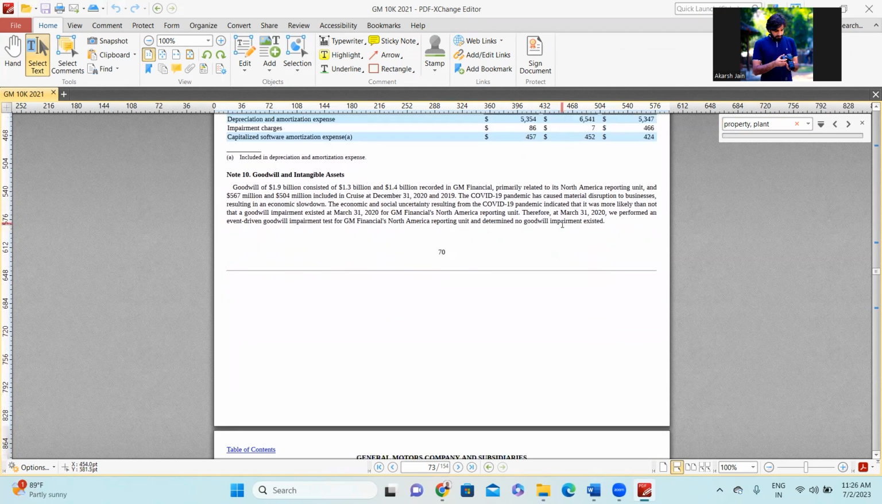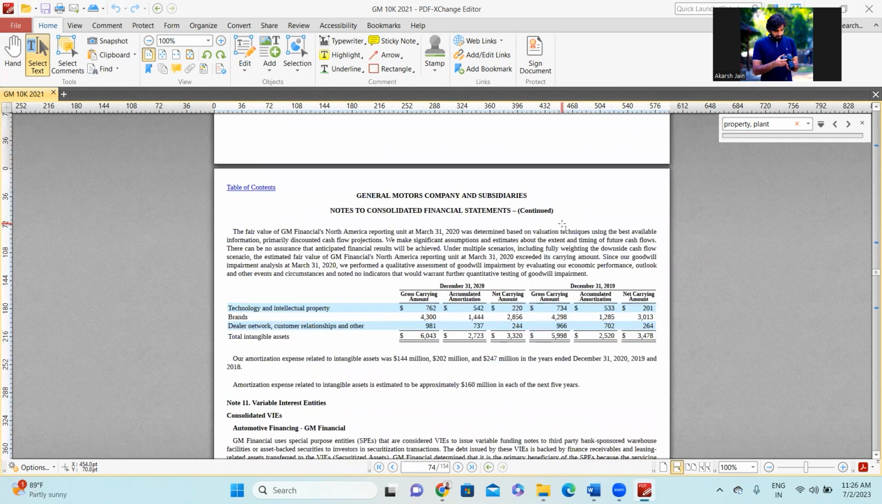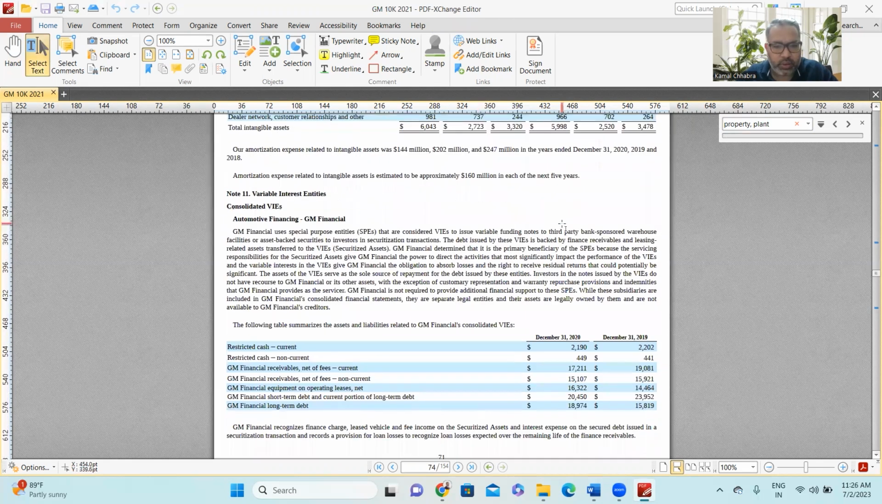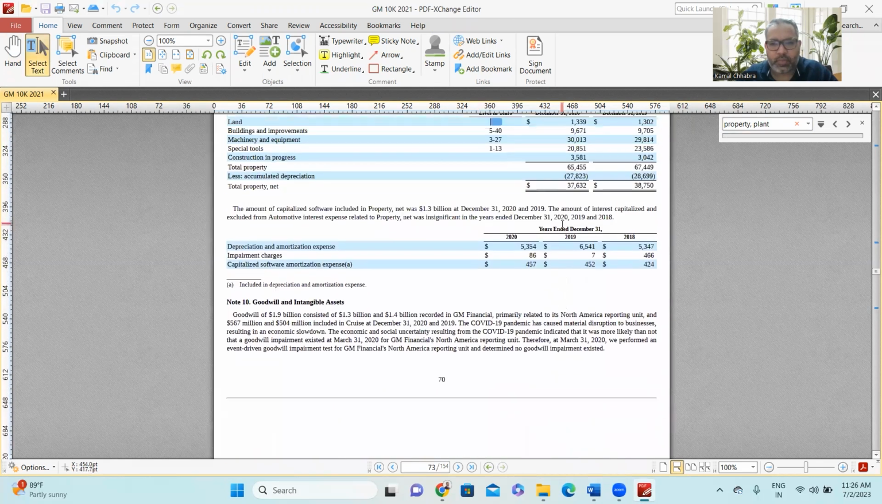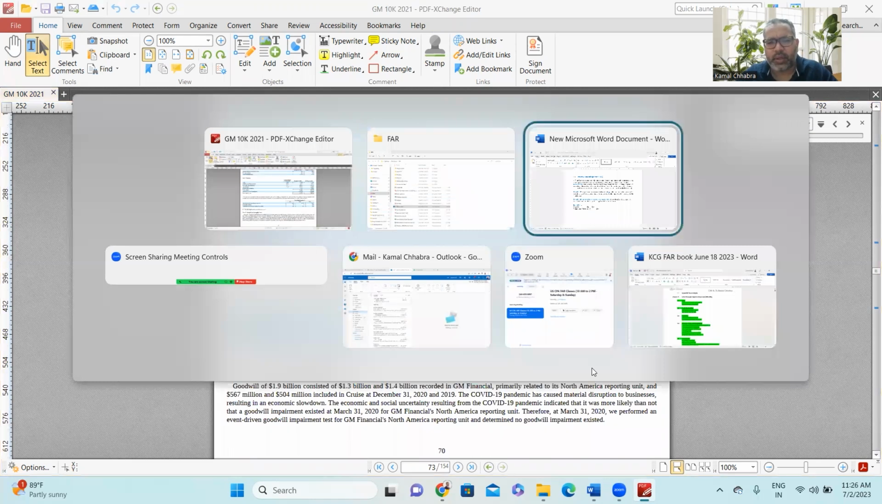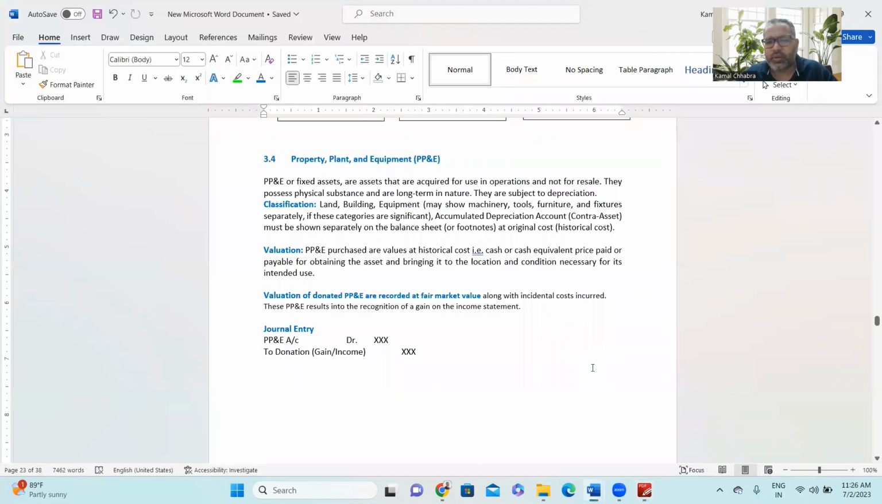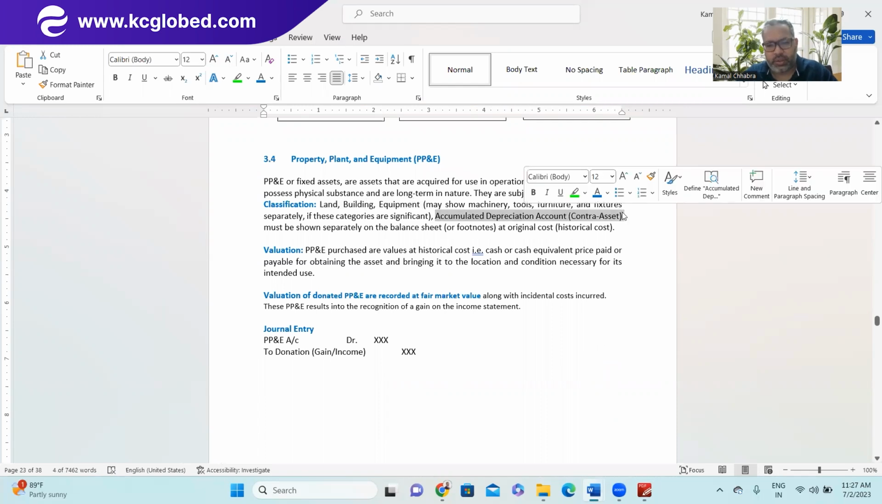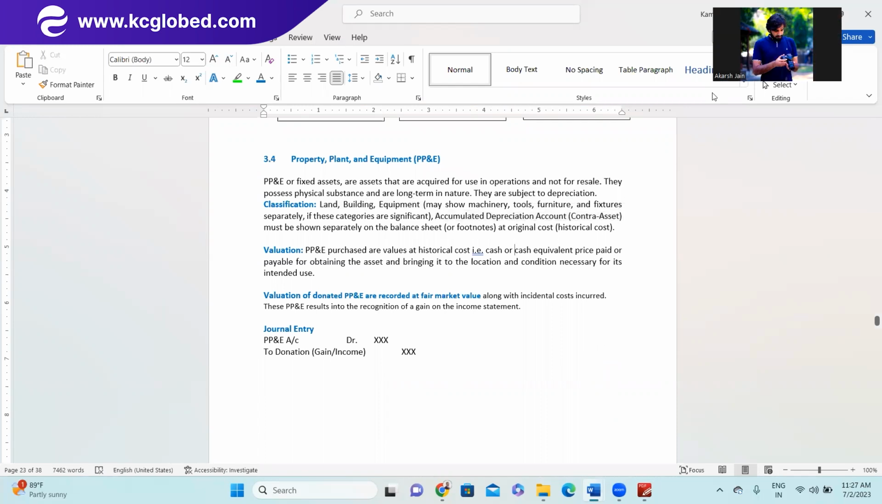Okay. And this is how they have disclosed it. And if you see other financial statements, maybe you can take a look, but this is how it generally looks in the financial statement for property, plant and equipment. If you see the classification, land, building, equipment and accumulated depreciation need to be disclosed separately as a contra asset, right? Yes. So far so good, Ashish?